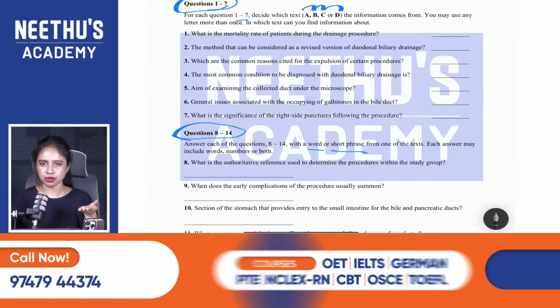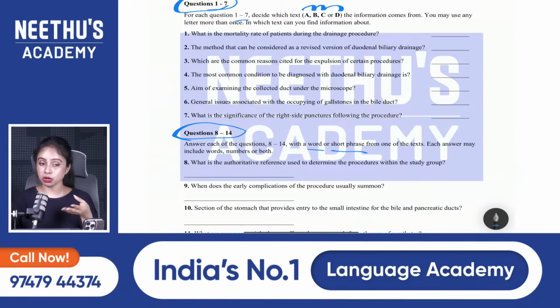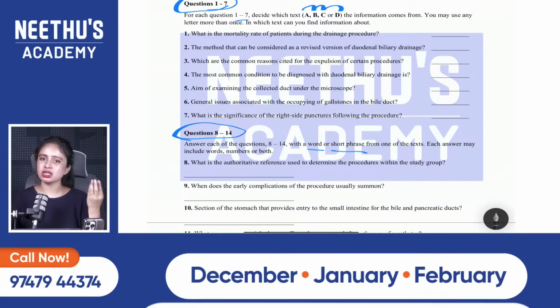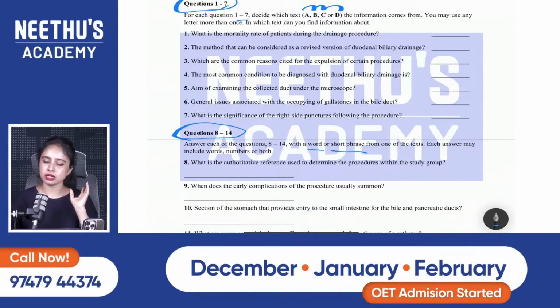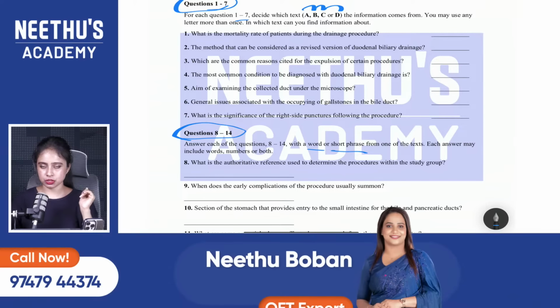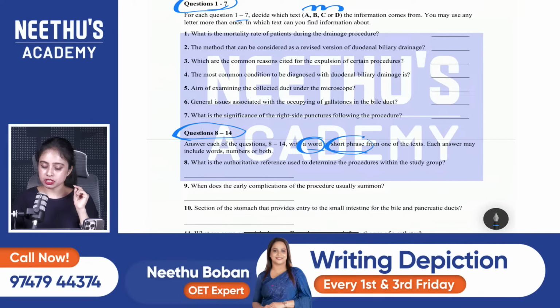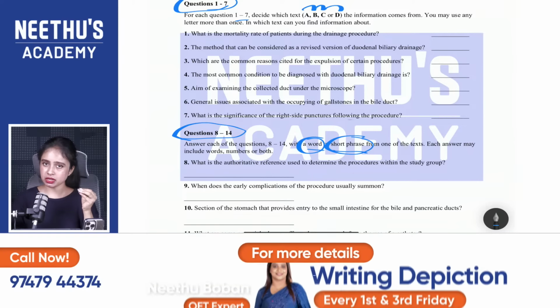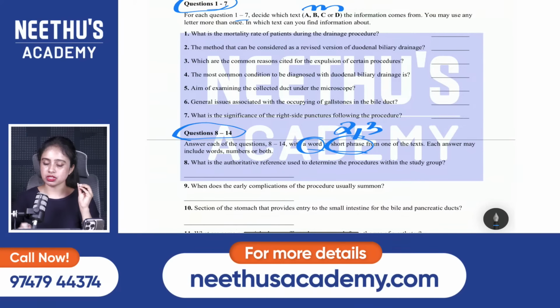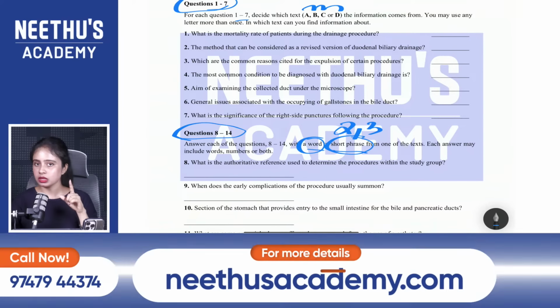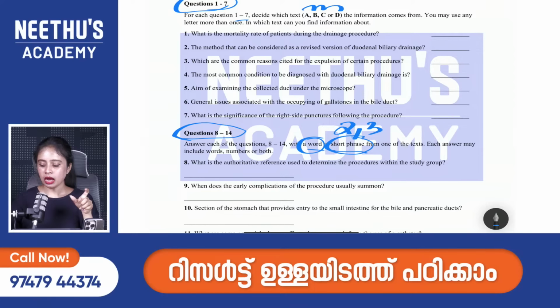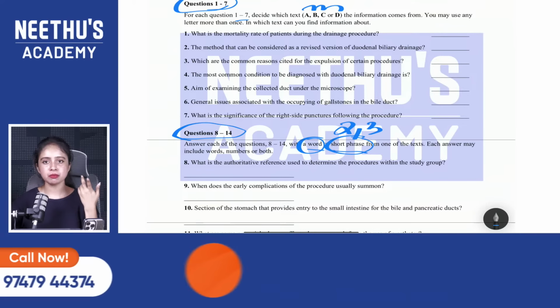For example, what is your name? Don't tell like okay my name is this and this. They just need your name. So just say the name. That's enough. That is a short answer question. So here, when they say you can write in a word or a short phrase, OET is clearly mentioning you can write in 2 or 3 words, not more than 3. That is called a short phrase. So think yourself, if I am writing more than 3 words, my answer is wrong.